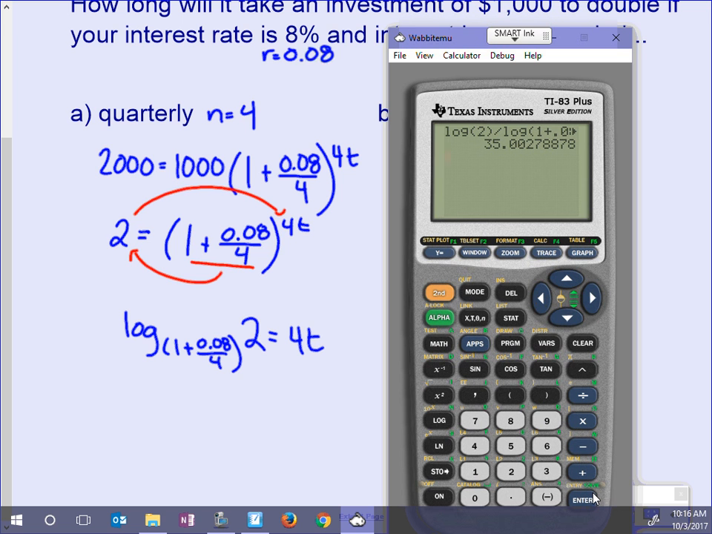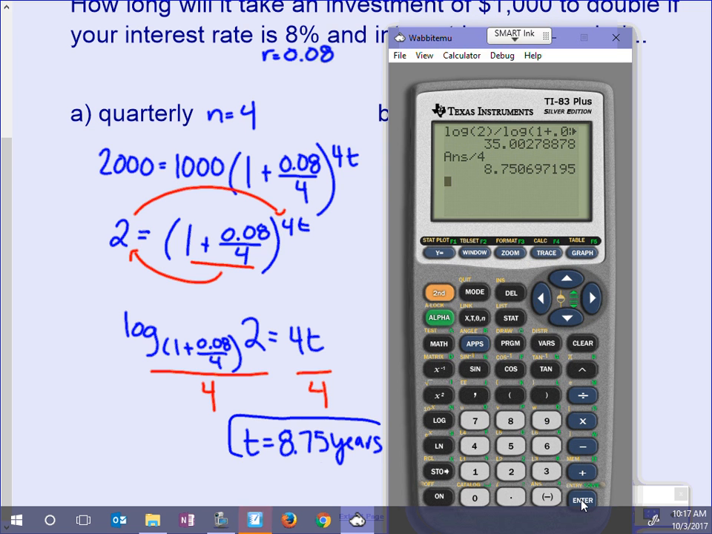What's the next step to solve? Divide by 4. So whatever I get in my calculator, I'm just going to go ahead and divide by 4. So t equals, and then I divide by 4, and I get something like 8.75 years. Okay. Questions about what we did, how we solved?